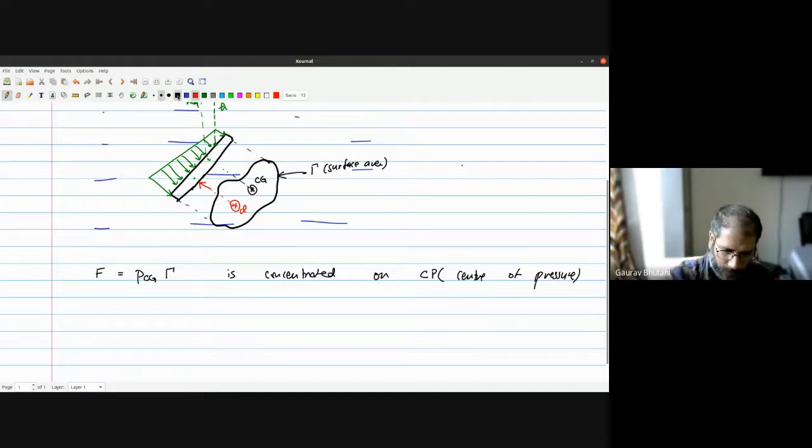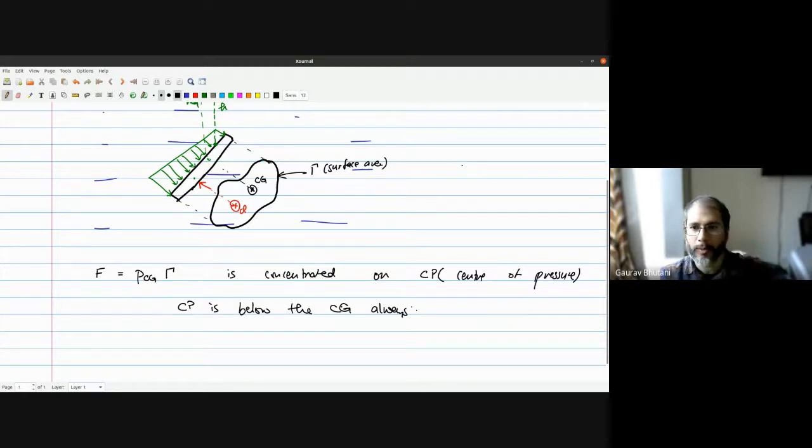Okay, and this center of pressure is below the CG always. I say always because you have a body at an inclination. If it's horizontal, then it's equal to it, but that's not an interesting case anyways. Any questions on this?